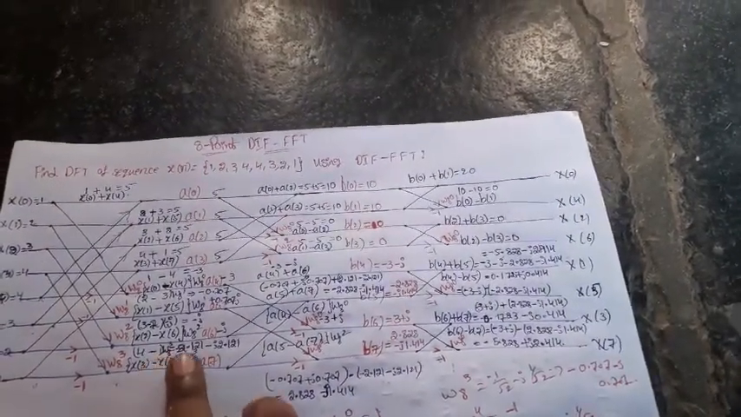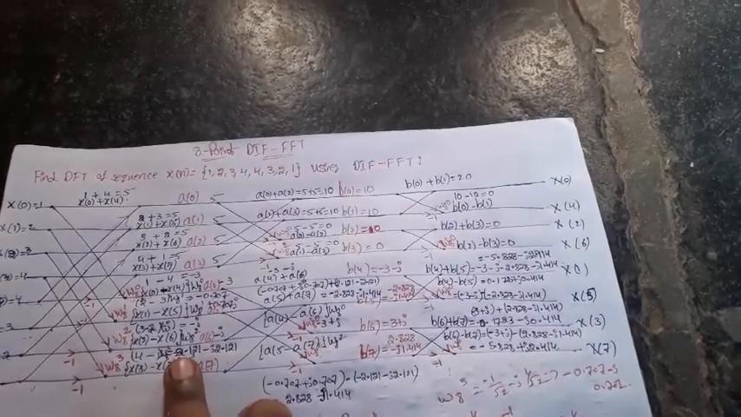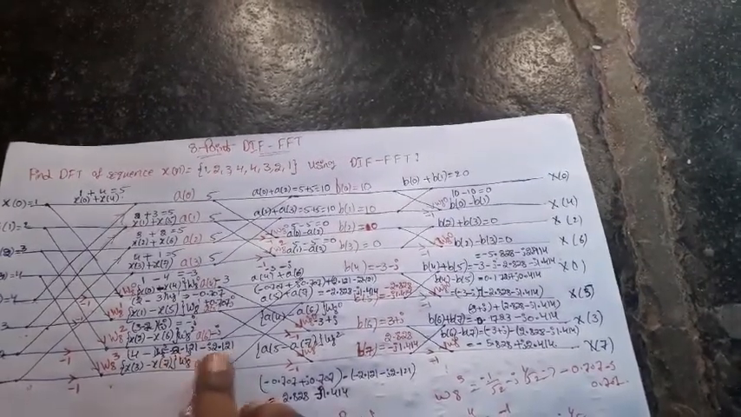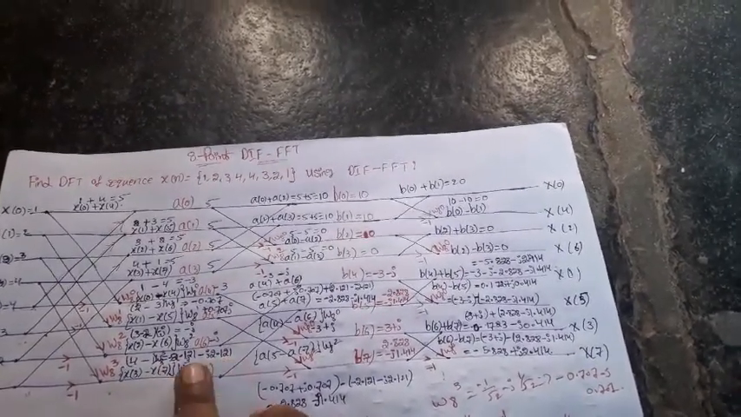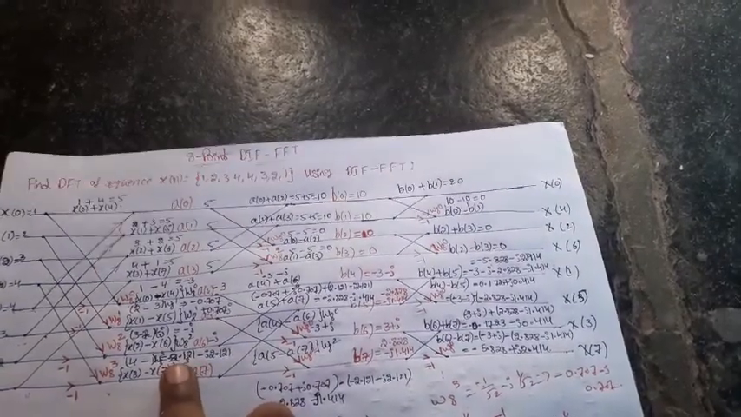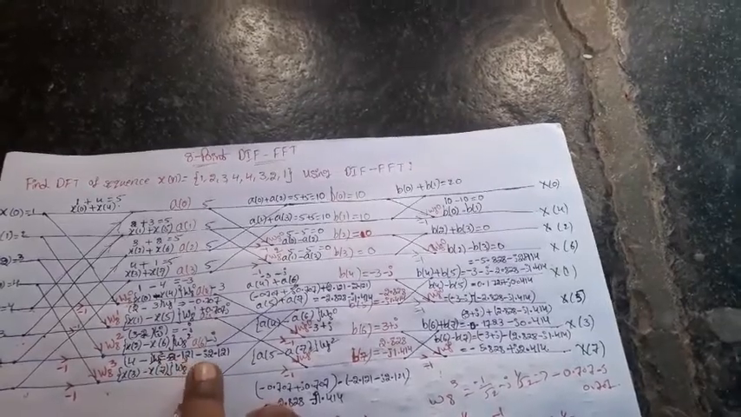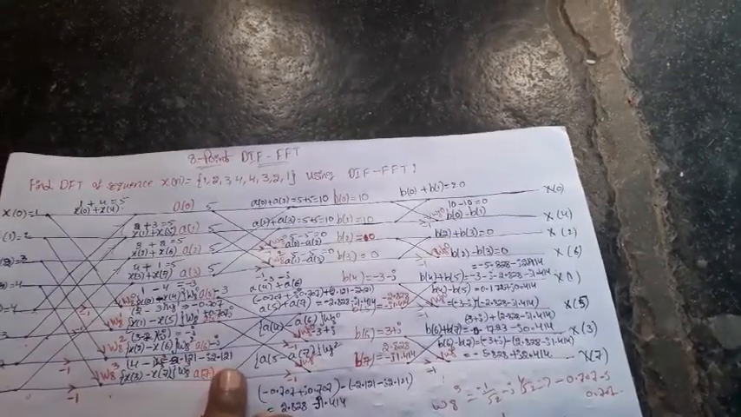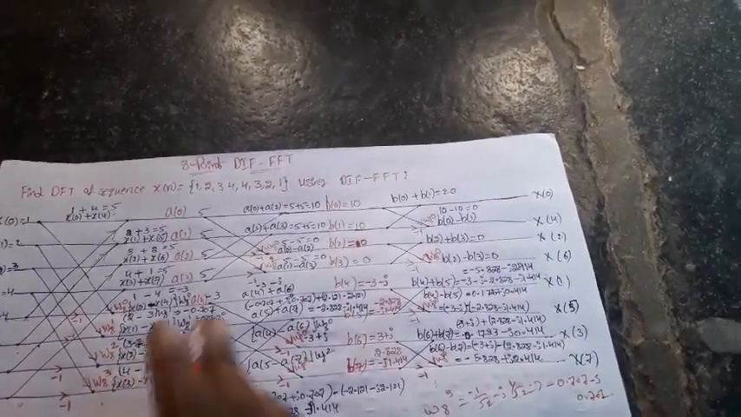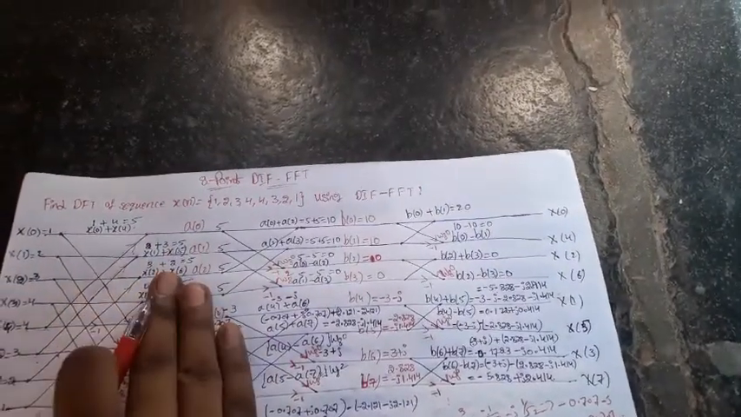So, here 3 into minus 0.707 minus j 0.707, when simplified the value comes as minus 2.121 minus j 2.121. Okay, these are the outputs of the first stage.